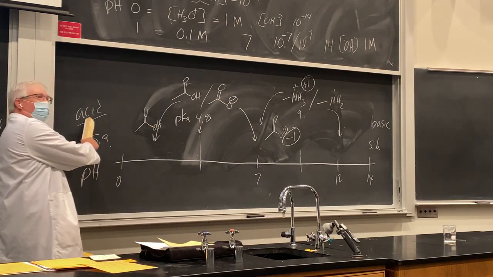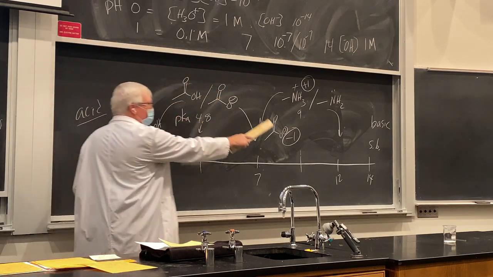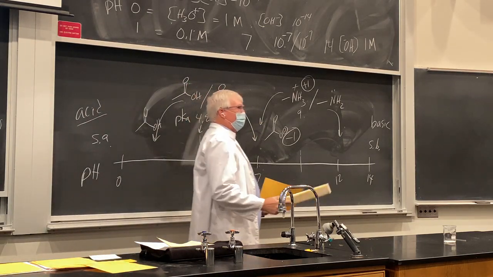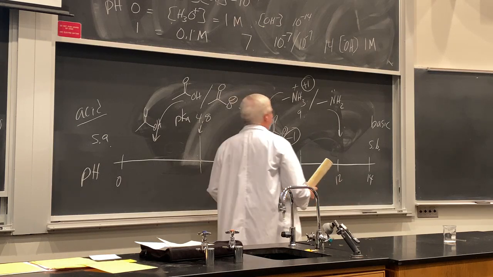Here we have high protonation strength, right? Way up there we have low protonation strength. It's just the opposite, acid-base. But the pKa numbers can help us out there.